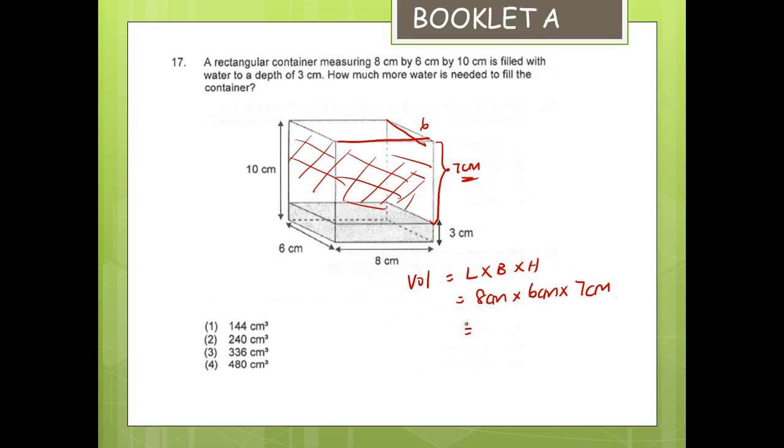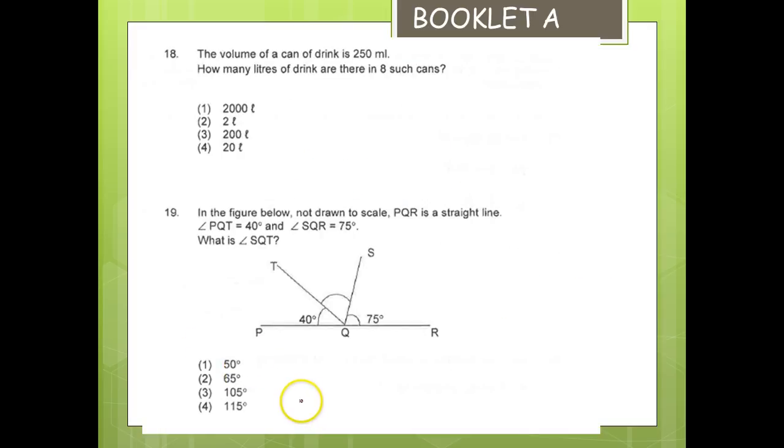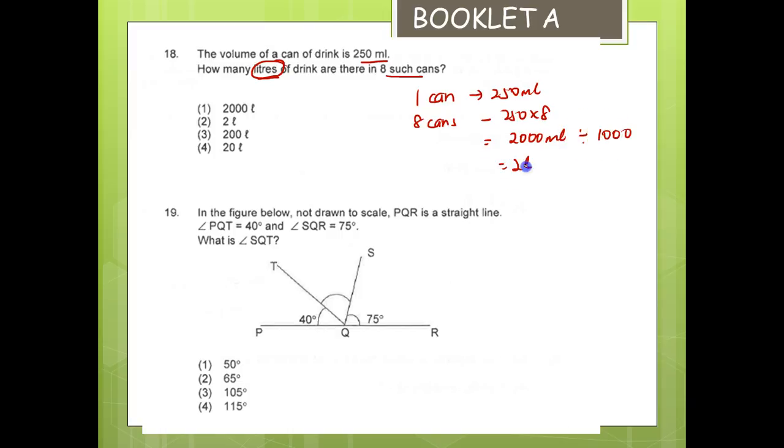And I would get 336 cm cubed, which is option number 3. Question 18. The volume of a can of drink is 250 ml. How many liters are there in 8 such cans? So 1 can, 250 milliliter. 8 cans would be 250 times 8, which is 2000 ml. I want to find liters. I take 2000 divide by 1000, which gives me 2 liter.